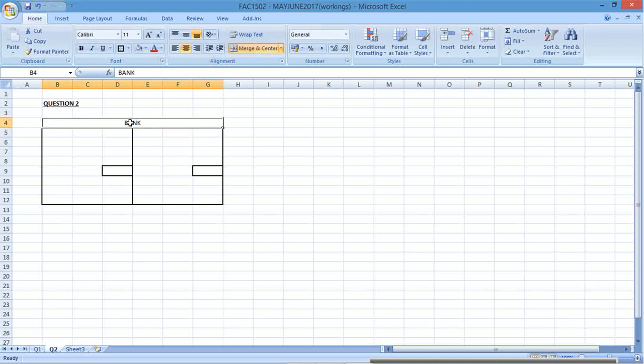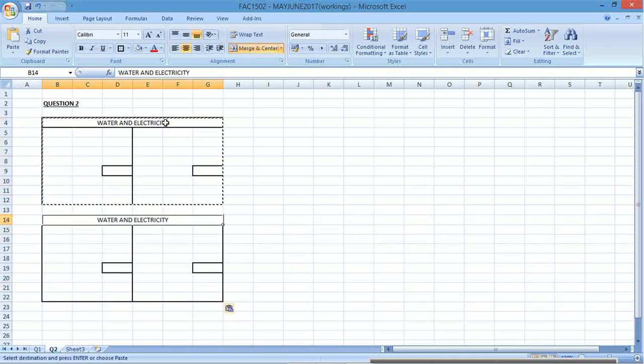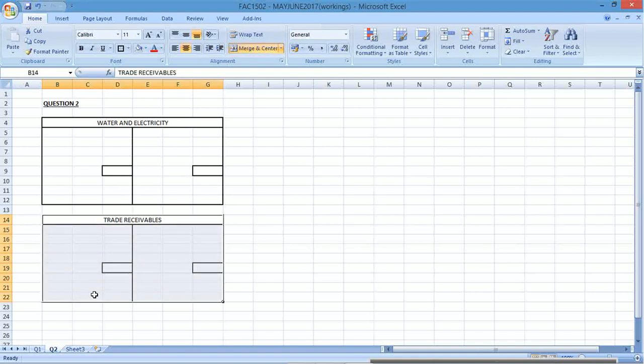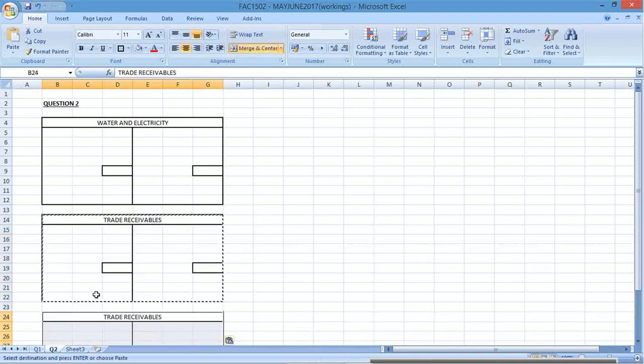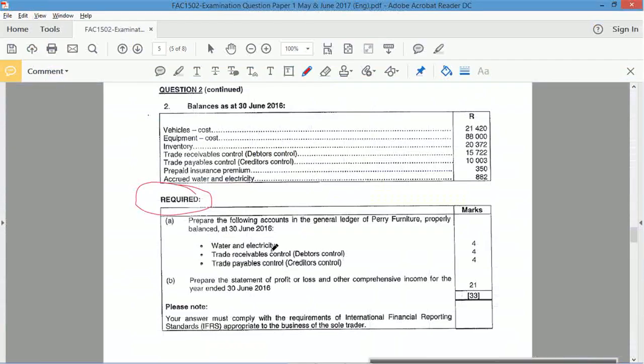And what was this? Water and electricity. That was the one. Trade and other receivables. Trade receivables. What else? And trade payables. Trade payables, P-A-Y, payables. What else do they want? Prepare the statement of profit or loss. Okay, good. So we need that as well.